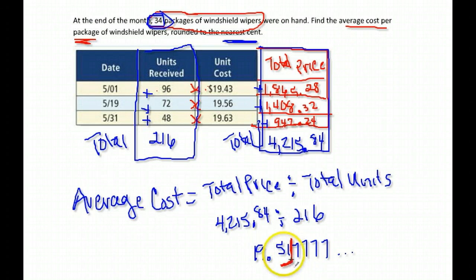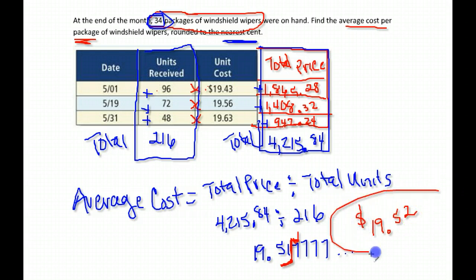We're rounding to the nearest cent. 7, our next number after our cents, is bigger than 5. So we round up and we get a cost of $19.52 is our average cost per item.